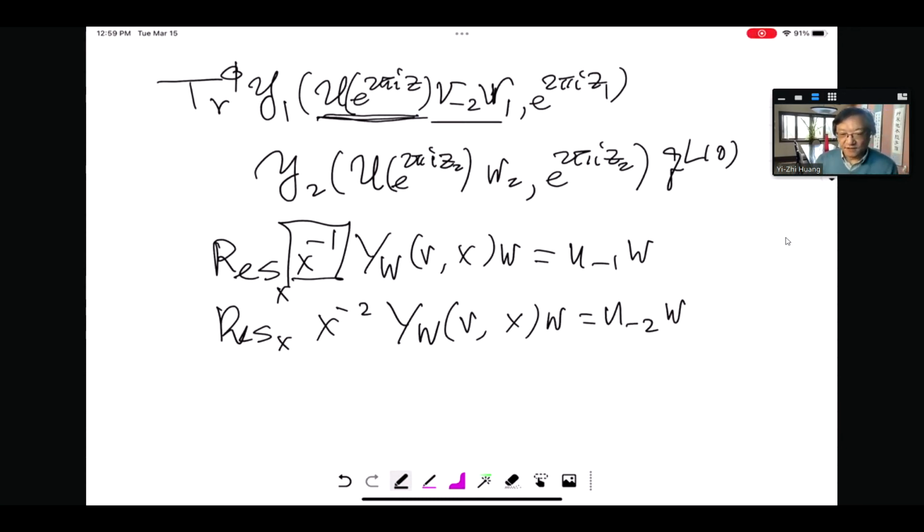Okay, so on the sphere, for a rational function, the smallest order of the pole is equal to 1. So that's why we take x minus 1.